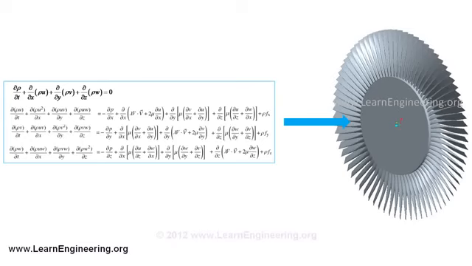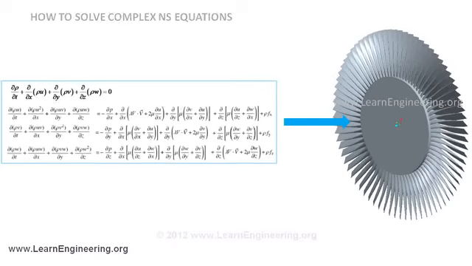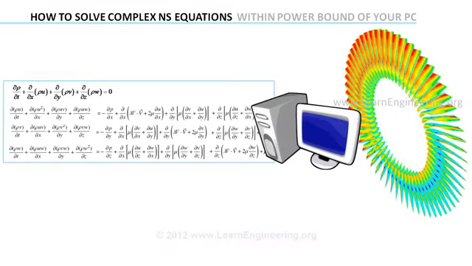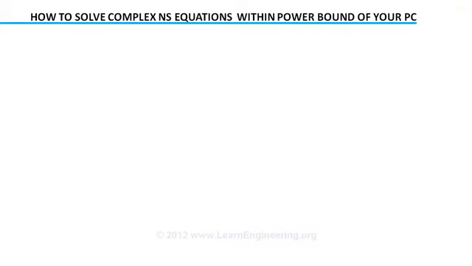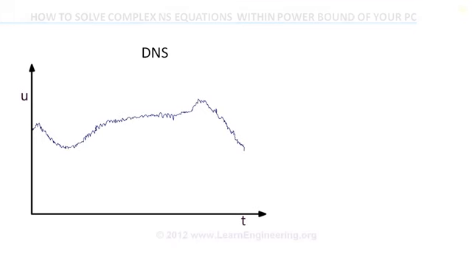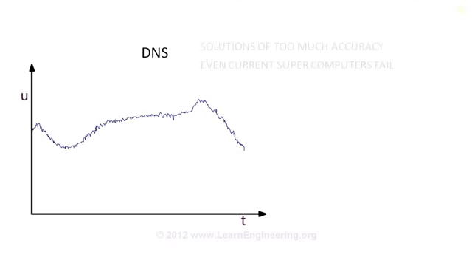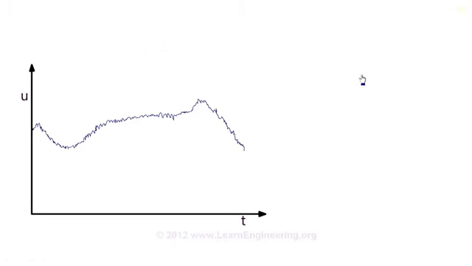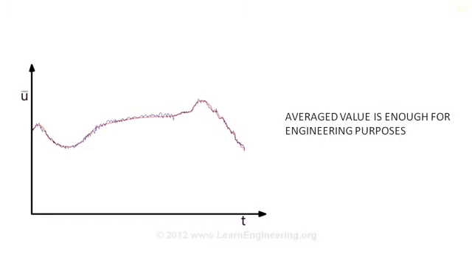In this lecture we will learn how to solve the complex Navier-Stokes equations within the power bound of your PC. As we discussed in the first lecture, the exact solution of NS equations is too much accuracy. It captures every minute detail of turbulent flow. But an engineer is not interested in such a solution. What he needs is an average solution like this.